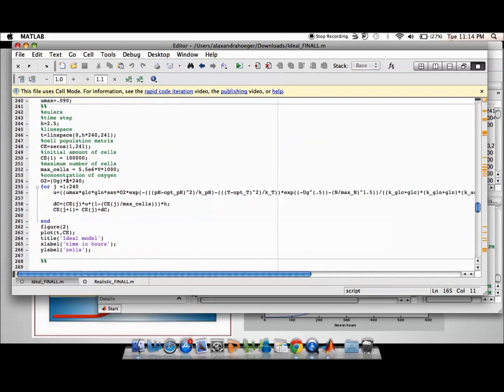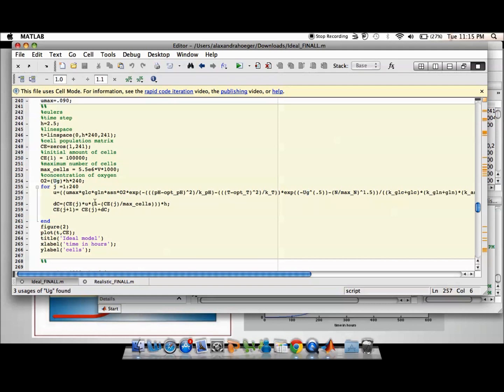And then we go ahead and get into our Euler's. So I have a time step of 2.5 hours right now, and that's running 240 time steps, so we're getting around 25 days. So here we have our concentration of cell matrix. We have our initial value of seeded cells. I went and put 100,000. That's a pretty common value. We have our maximum number of cells. This is the max cell density times the volume, and I've scaled it there. And then we have our O2 concentration. This is the sparging rate, UG, times the amount of time it's going to be in the bioreactor.